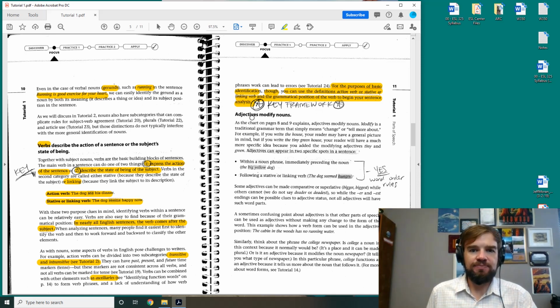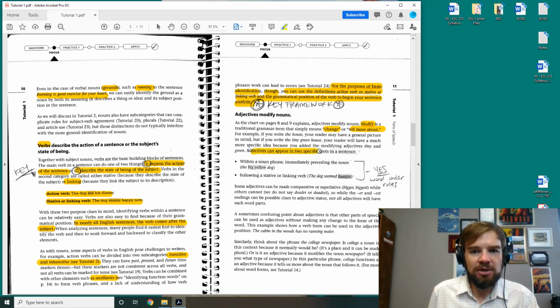Okay, adjectives. Adjectives modify nouns. As the chart on pages 8 and 9 explains, adjectives modify nouns. Modify is a traditional grammar term that just means change or tell more about. For example, if you write the house, your reader may have a general picture in mind. But if you write the tiny greenhouse, your reader will have a much more specific idea because you added the modifying adjectives tiny and green.